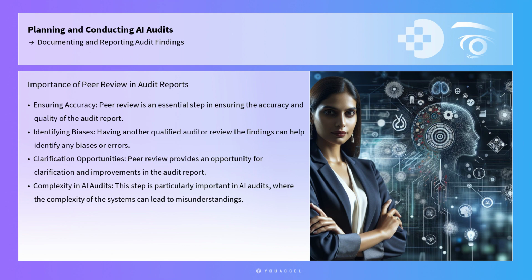Peer review is an essential step in ensuring the accuracy and quality of the audit report. Having another qualified auditor review the findings can help identify any biases or errors and provide an opportunity for clarification and improvements. This step is particularly important in AI audits, where the complexity of the systems can lead to misunderstandings or misinterpretations of the data.